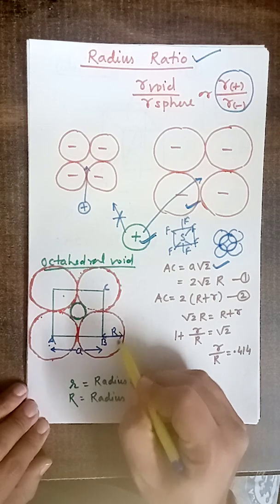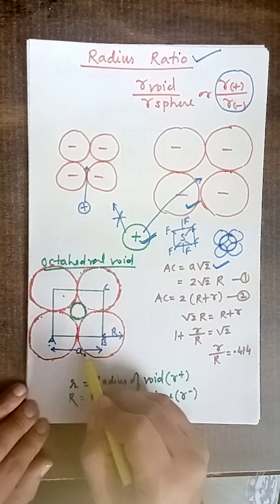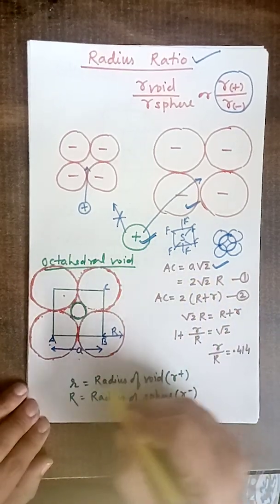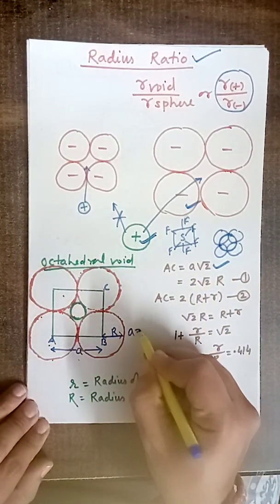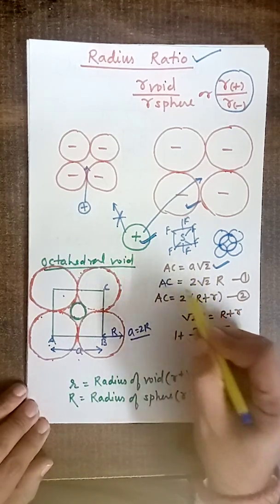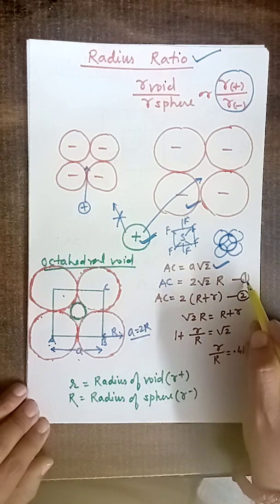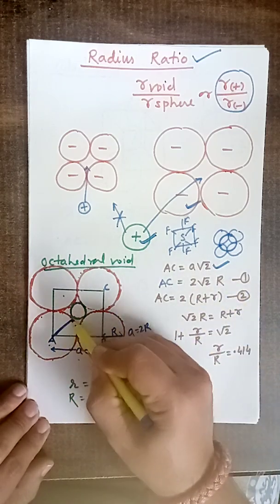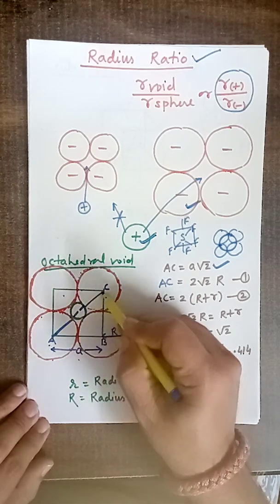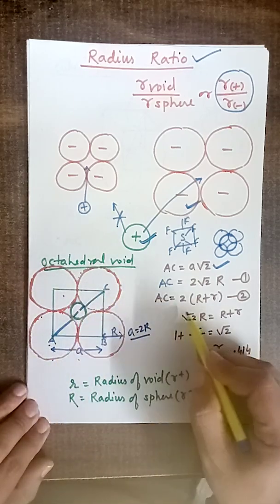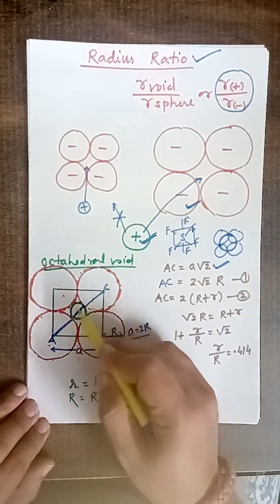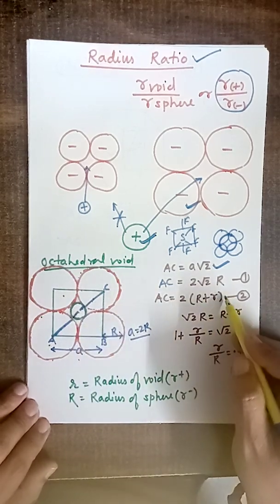So capital R and a, you can see the relation between small a, the edge length, and R. Small a equals 2R, and therefore you can replace this a by 2R, and AC equals 2 root 2 R. This is equation number 1. Now this is capital R, radius of anion. This is small r, radius of cation. Again small r, again capital R. So here you can write AC equals twice of R plus r. This is twice of capital R and twice of small r, so 2(R + r).